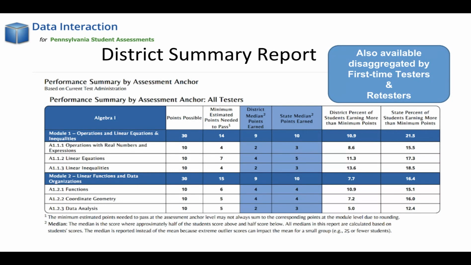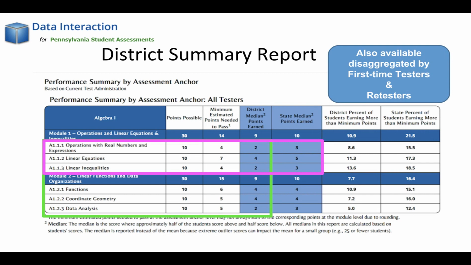So let's see, what do the trends show us in the data? What if I looked at the reporting categories under Module 1 and I looked at the district median points compared to possible points? Well, I see 2 compared to 10. I also see that the district median points compared to the minimum estimated points needed to pass is 2 compared to 4. So yes, lower than the minimum estimated points needed to pass.